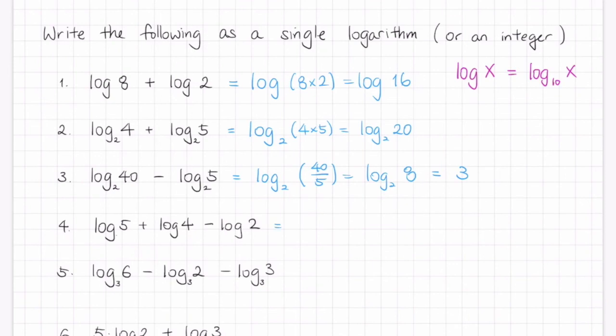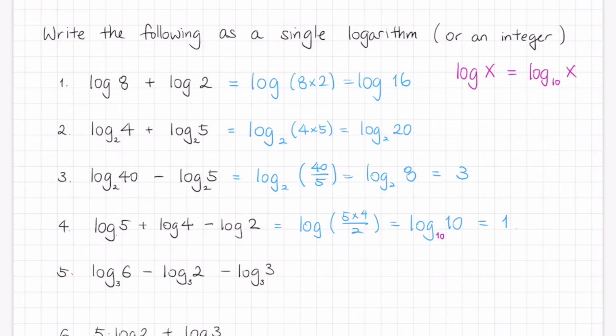Number 4, log base 10 of 5 and log base 10 of 4. You add them together, that would be multiplying, and then you are going to subtract log base 10 of 2, so you would divide by 2 at the end. You can do it all at once, or you can do it one at a time. And you get log base 10 of 5 times 4 over 2, which is log base 10 of 10, and that'll just be 1. Remember that even if there's nothing there, it's just base 10.